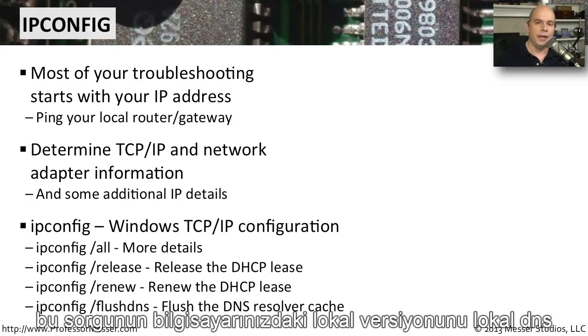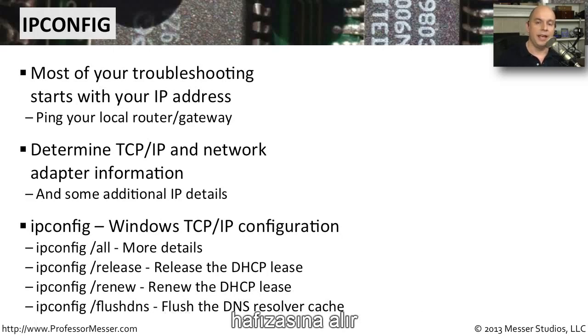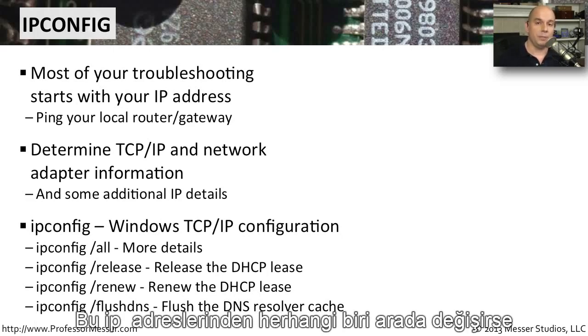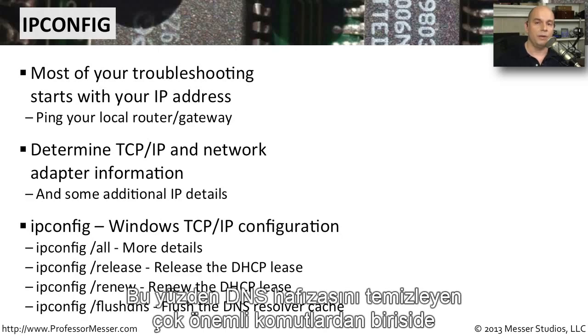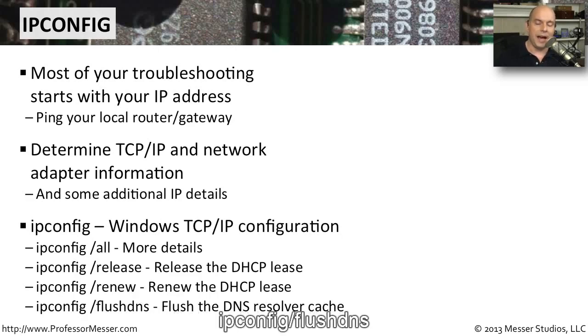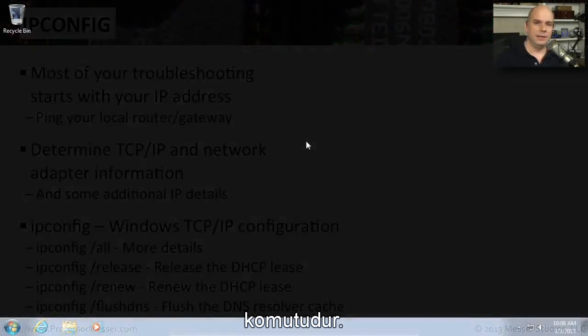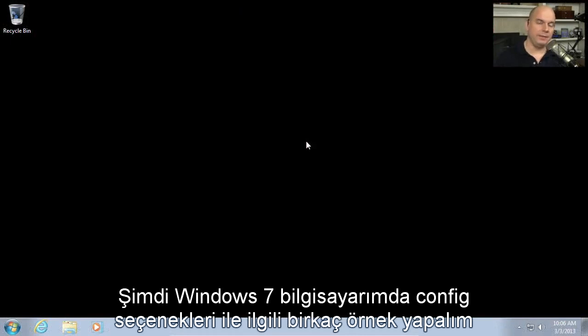Whenever you do any type of DNS query across the network, it caches a local version of that query on your computer into a local DNS cache. If any of those IP addresses change in the meantime, you may not be able to receive those updates because you've already got that information cached. So one very useful command to completely clear out your DNS cache is ipconfig /flushdns.